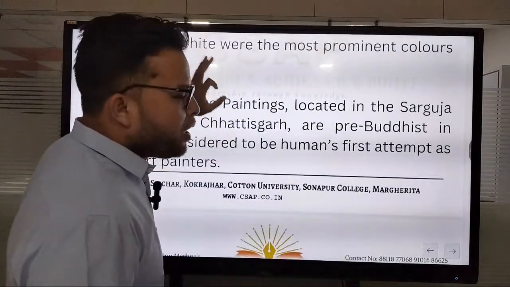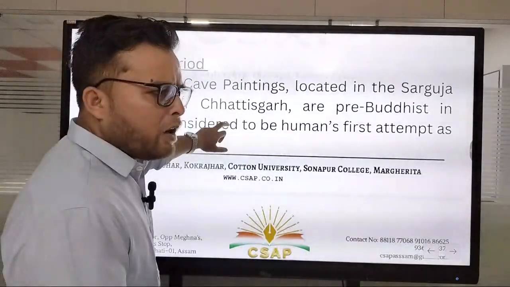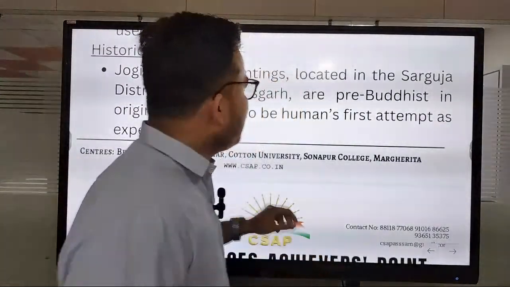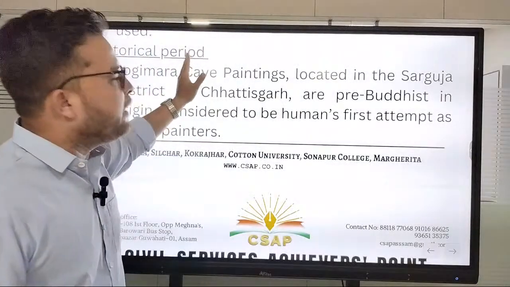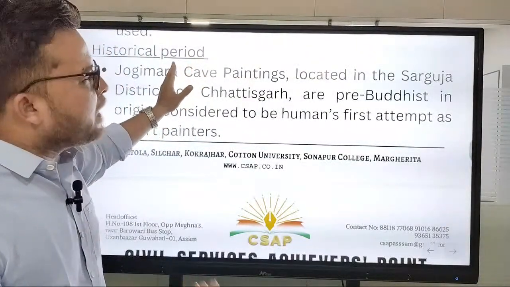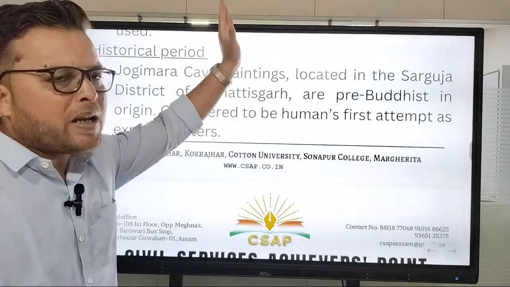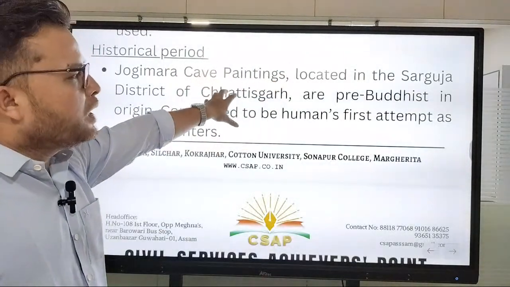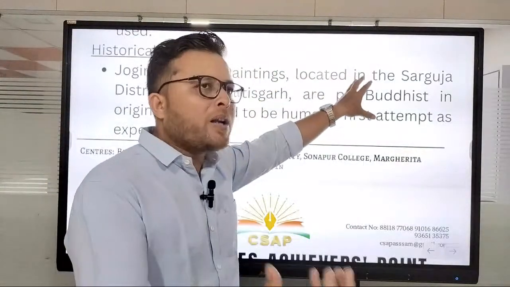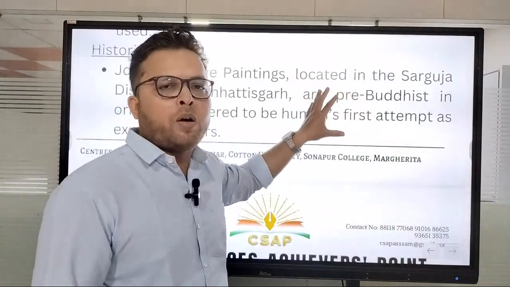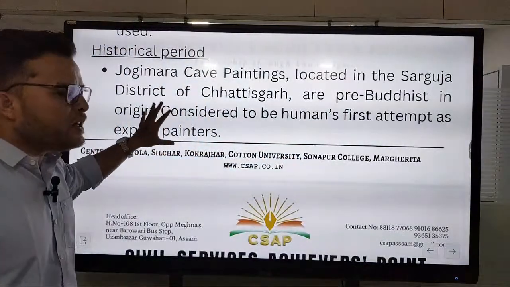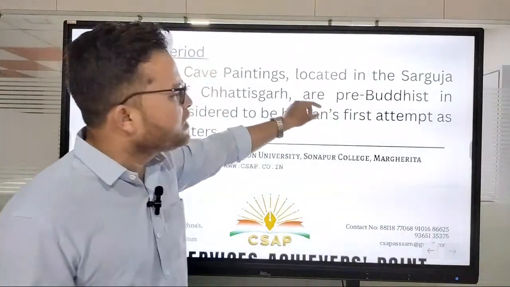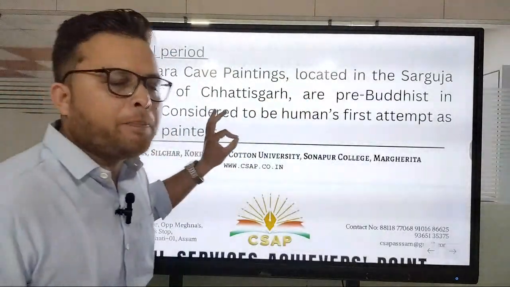So now let's talk about the journey of cave paintings in the historical period. There is a very famous cave by the name of Jogi Mara Cave, and the paintings of that cave are also famous. Where is the Jogi Mara cave located? It is located in the Chhattisgarh state of India. The paintings are pre-Buddhist in origin. This line is important. This is considered to be humans' first attempt as expert painters.